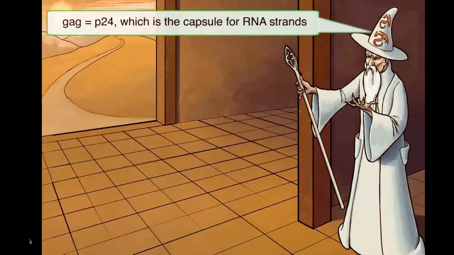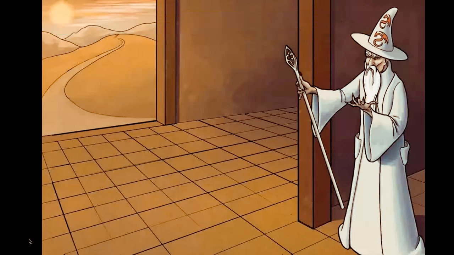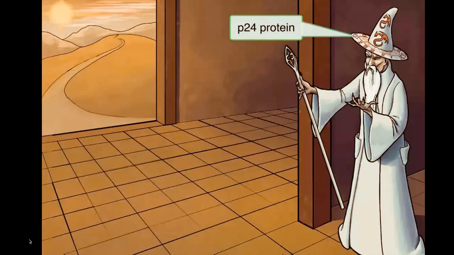GAG is a gene that makes the protein P24, which serves as a capsule for the RNA strands. And just like a wizard's hat is cone-shaped, so is the P24 capsule. It actually really does look a lot like a wizard's hat. To help you remember the number 24, we're going to draw on the brim as a sundial. The sundial measures time, and there's 24 hours in a day for P24.